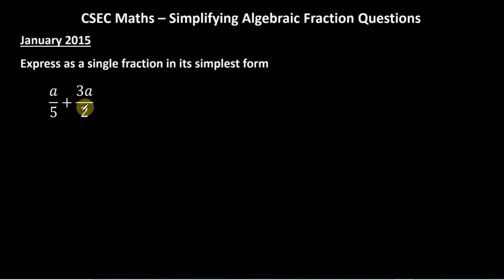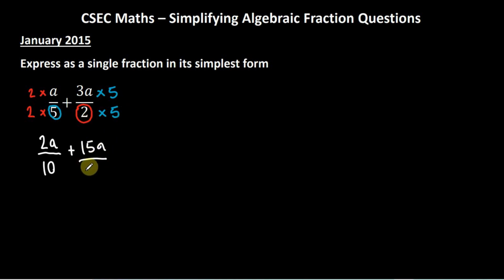Now to proceed with the addition here guys, we need both denominators to be the same. So what I'll do here, I'm going to use the 2 here, the denominator of this fraction, to multiply both the numerator and the denominator of the other fraction. And then I'm going to use this denominator to multiply both the numerator and the denominator of the other fraction. Now let's see what we'll end up with guys. So we have 2 times a, which is 2a, divided by 2 times 5, which is 10, plus 3a times 5 is 15a, divided by 2 times 5, which is 10.